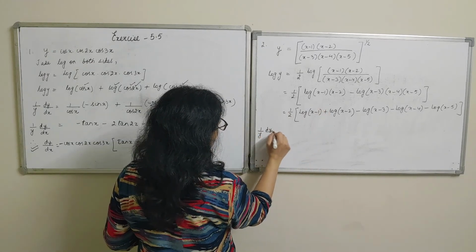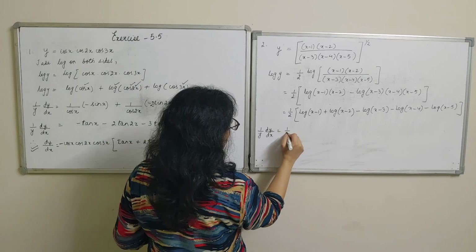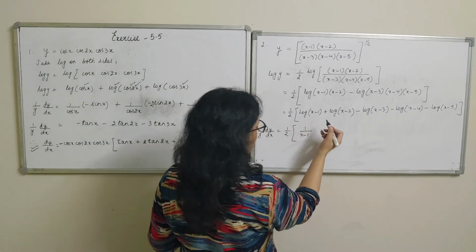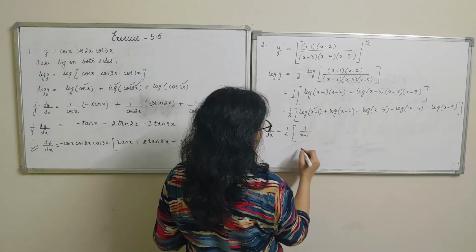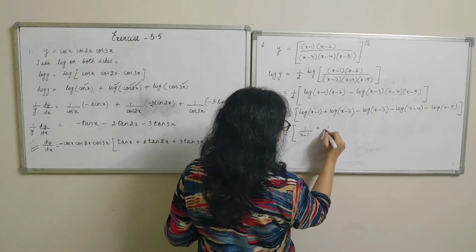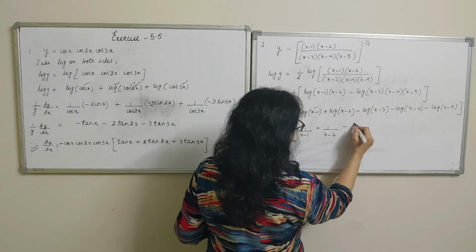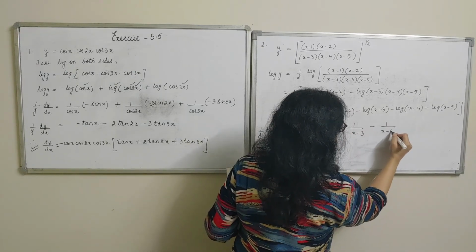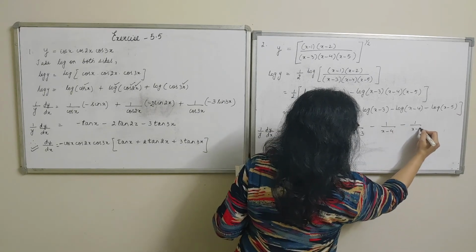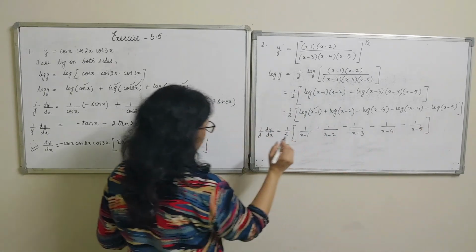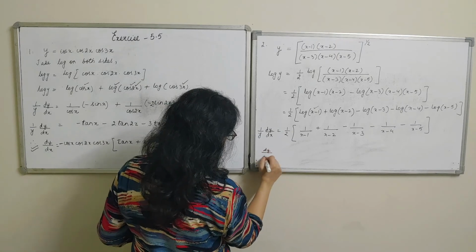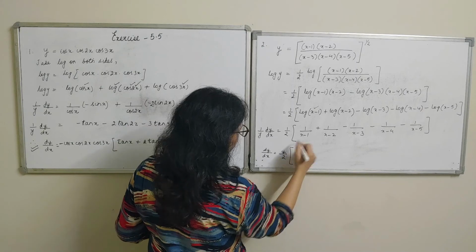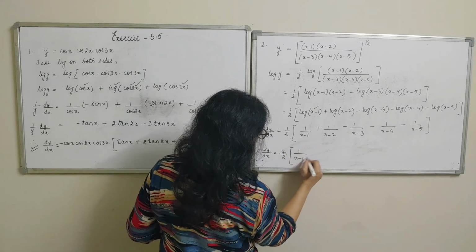1 upon y dy by dx is half, derivative 1 upon x minus 1. It's a composite function, but derivative of x minus 1 is 1. That applies to all cases. So I'll write down like this. Differentiation is done. So what is dy by dx? y by 2 into this expression.